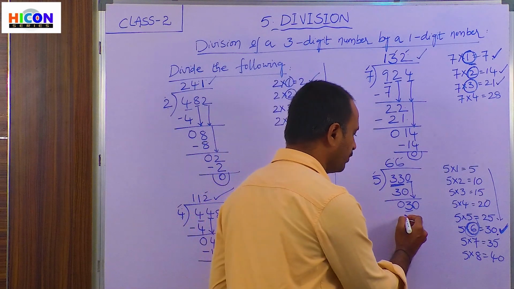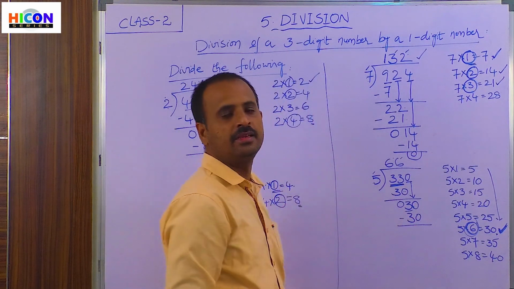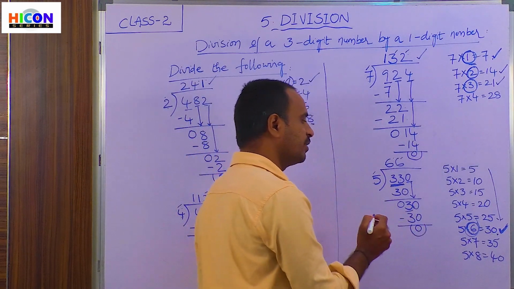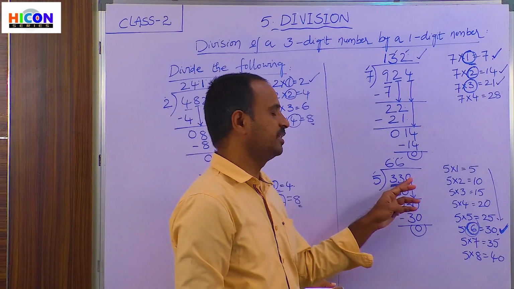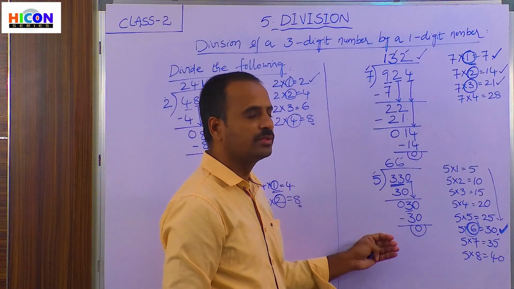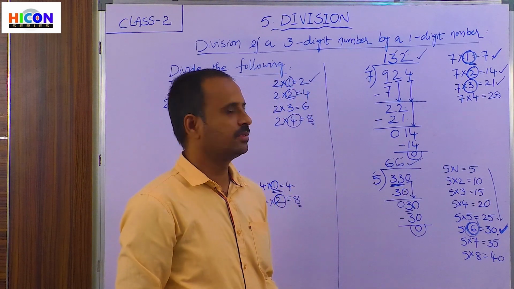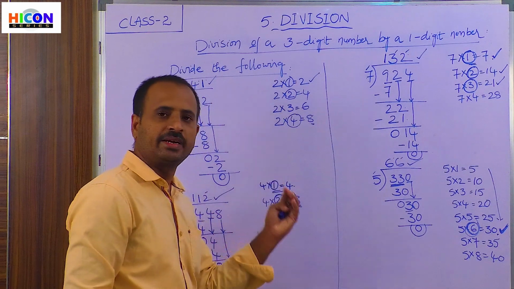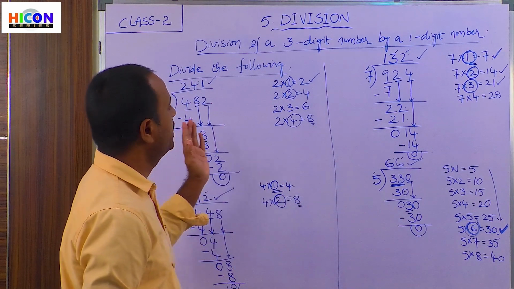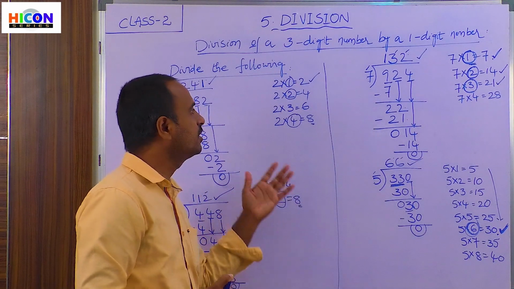So write the product below 30 and subtract. 30 minus 30, 0. And the division is completed because there are no more digits in the dividend to bring down. So children, what is the answer in this division? The answer is 66. That is the quotient. In this way, we can practice and do the division of a 3-digit number by a 1-digit number. Now let us practice some more problems on this division.